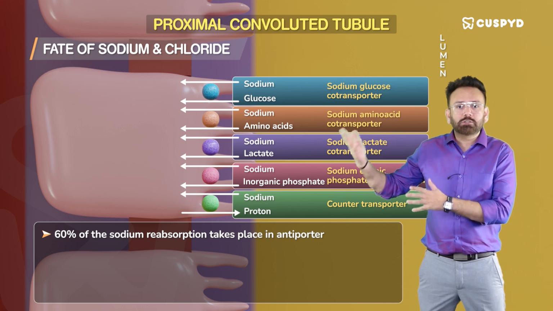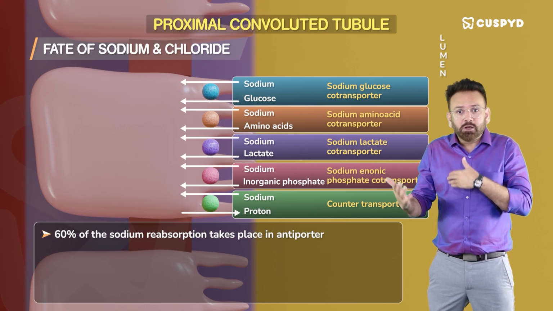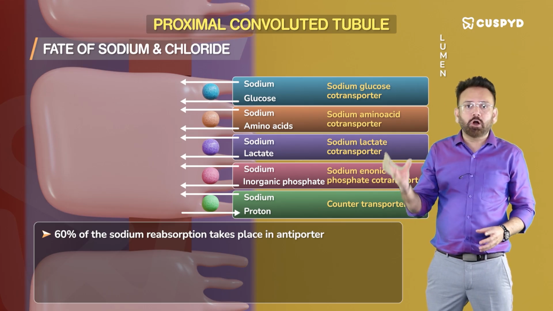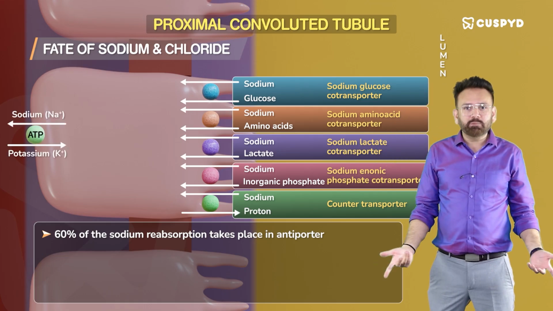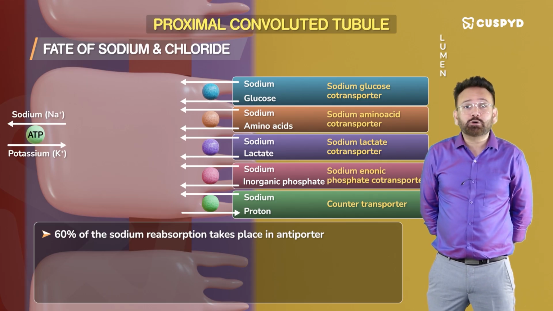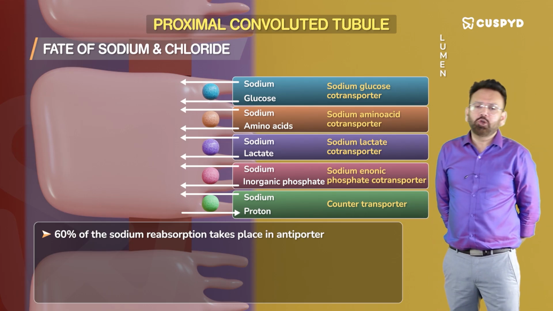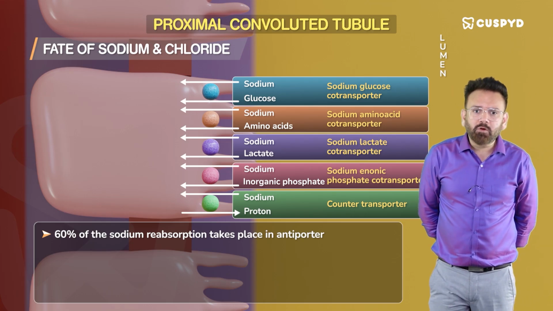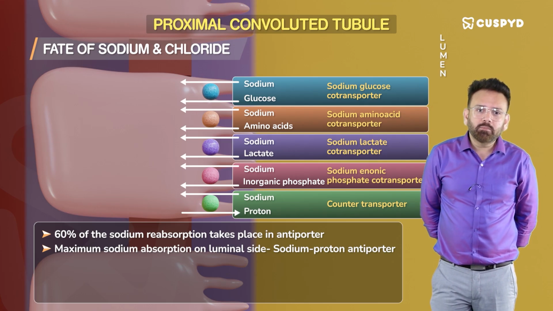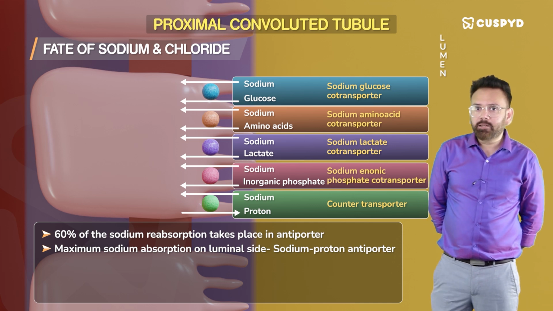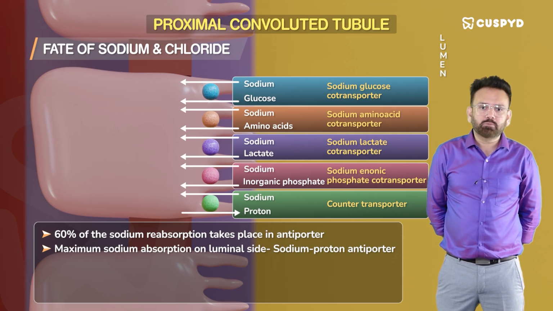Okay. So sodium-glucose, sodium-amino acid, sodium-lactate are co-transporters, but the sodium-proton exchanger is a counter transporter. So all these are involved in sodium reabsorption on the luminal side, the apical side, because on the basolateral membrane, almost all sodium is absorbed by the sodium-potassium pump only. But if they ask you on the luminal side, there are so many transporters, which is responsible for maximum sodium absorption on the luminal side, then it is the sodium-proton antiporter. Am I clear? Is this point clear? Maximum things are absorbed by this mechanism, secondary active transporter.